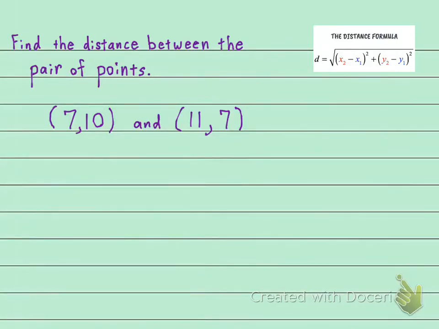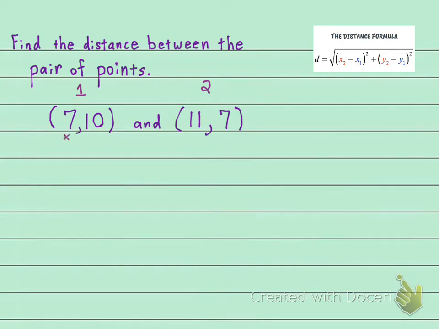All right, we're going to find the distance between these 2 points right here. And we are going to use the distance formula over here. So I have 2 points, and I'm going to call this one point number 1, and this one point number 2. And you know that x comes before y alphabetically.